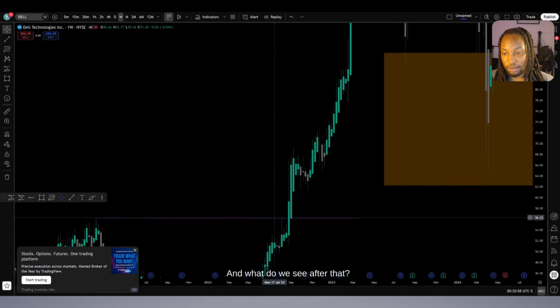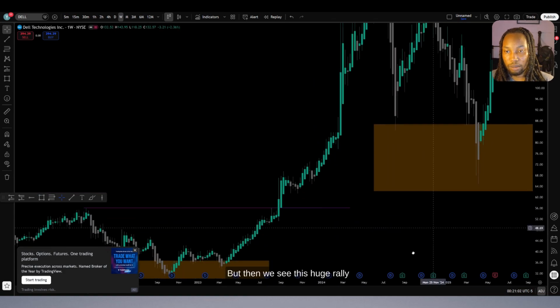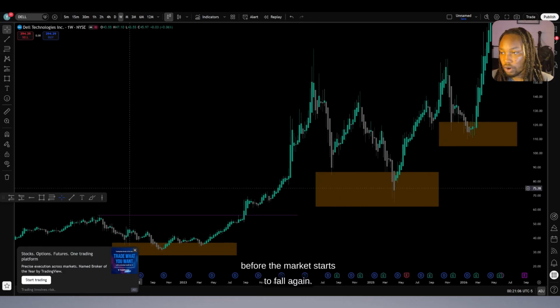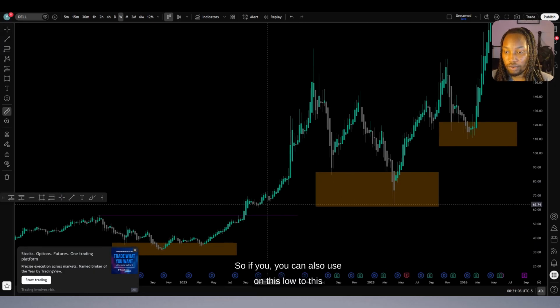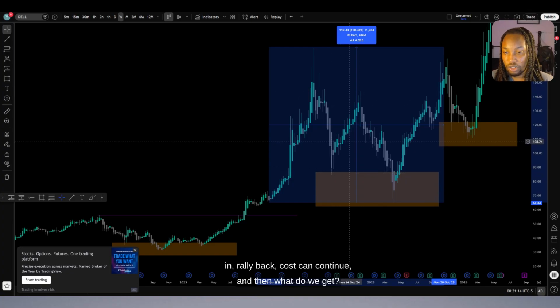And what do we see after that? The market rallies, goes up. We don't get a 50% here. We don't get a 50% here, but then we see this huge rally before the market starts to fall again. So you can also use from this low to this high. As you can see, the market breaks the 50%, holds it and rallies back up, can continue.